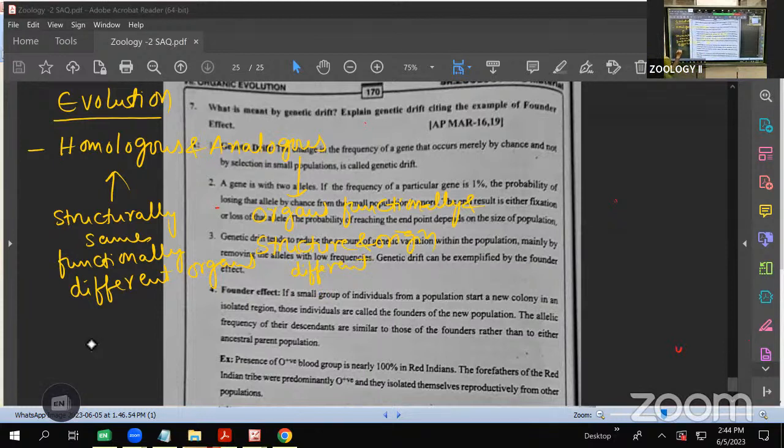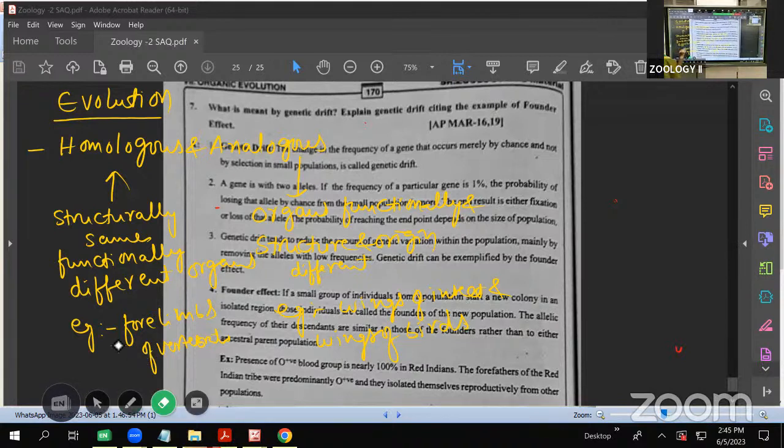For example, homologous: the forelimbs of vertebrates. Analogous: the wings of insects and the wings of birds. Both are structurally different but functionally the same. This is about homologous and analogous organs.